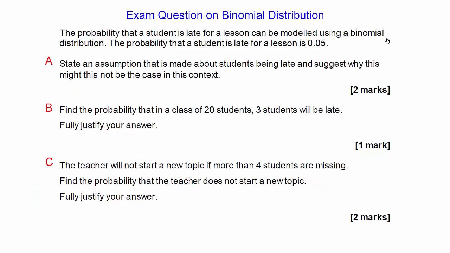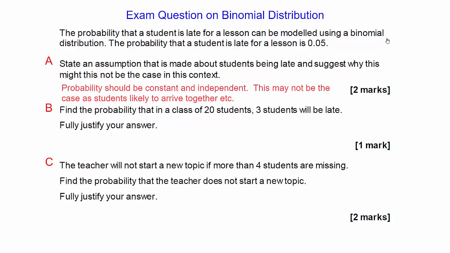Here's an exam question on binomial distribution. So your answers are: state an assumption that's to be made about students being late. The probability should be constant and it should be independent. However, this may not be the case, as students are likely to arrive together. If one is late, then another one's going to be late, and so on. Maybe the previous class finished late, something like that.